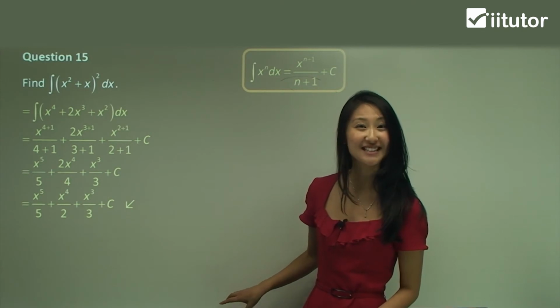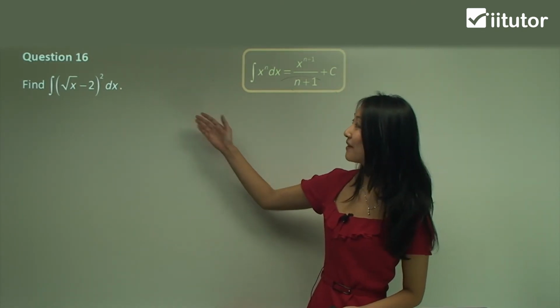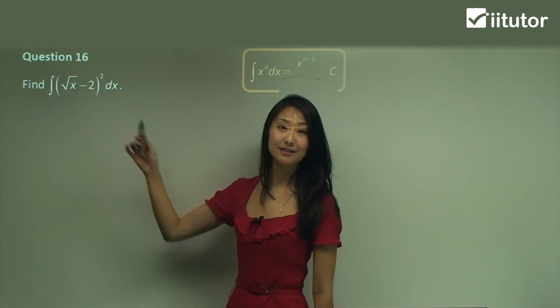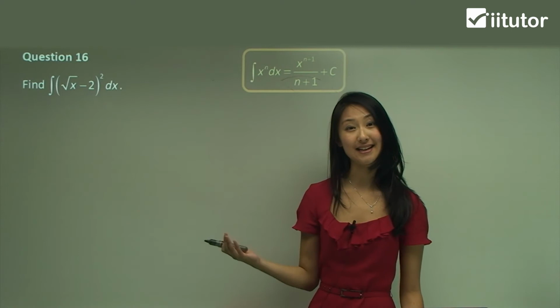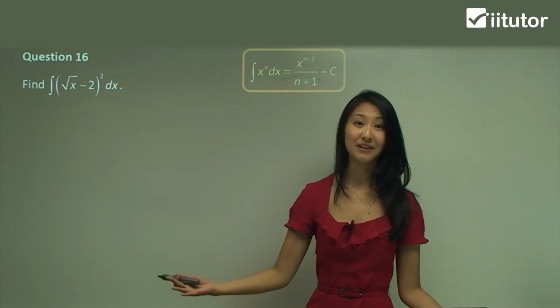Let's move on to question 16 now. All right, having a look at question 16, we want to find the integration of square root x minus 2, the whole thing squared dx. So exactly the same as before, we want to expand it and then we want to integrate.